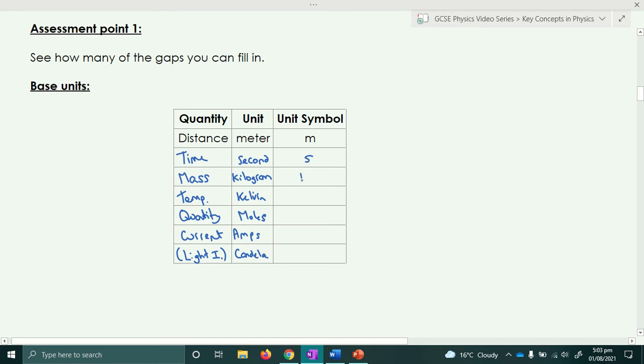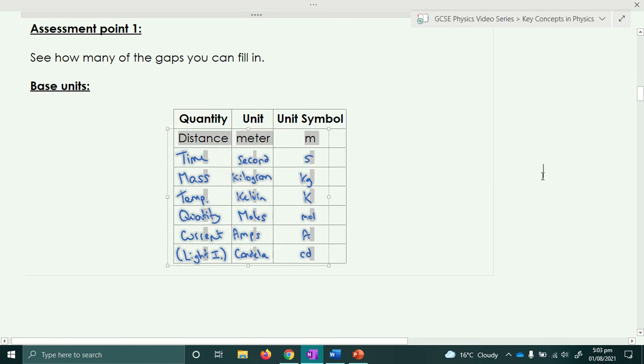So you've got s, kg, capital K Kelvin, mole without the E, capital A, and I think it's just 2 lowercase letters cd, but I'm not entirely sure about the light intensity one. Alright, so that's the first of our assessment points. Depending on how you did with that, it might be worth having another crack at that later on. So if you only got maybe 3 of them, it's well worth coming back to and seeing if you remember them later on. This kind of task is something you should repeat frequently over time.